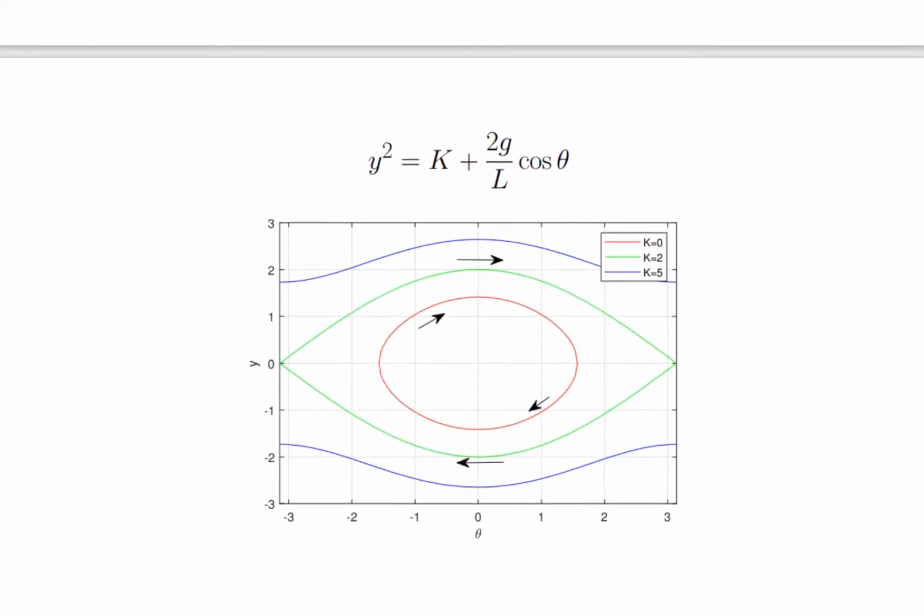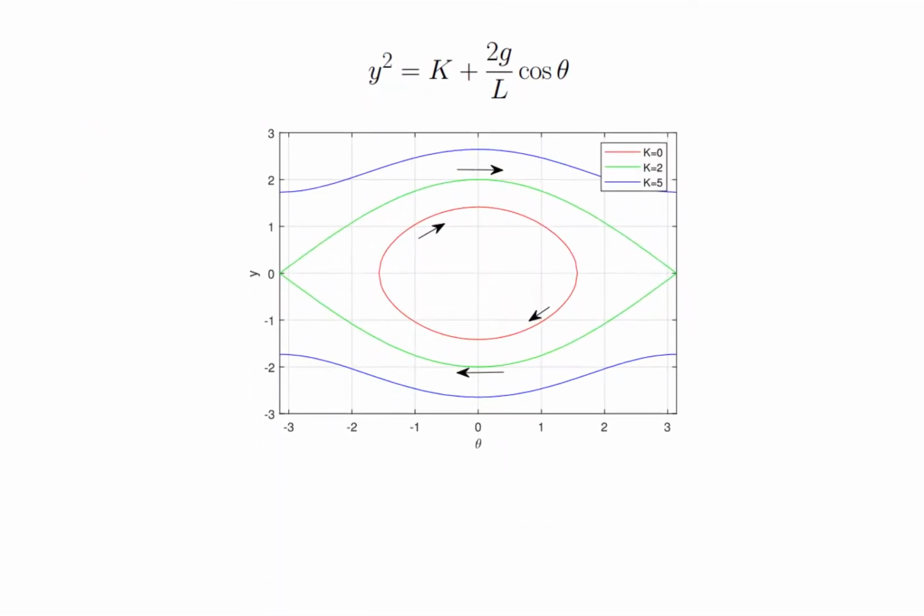So here we've used MATLAB to draw some level sets of this function for 3 different values of the energy. K equals 0, we get the red curve there. That's a closed oscillation. That just corresponds to the pendulum swinging back and forth and back and forth forever. It's a periodic orbit. The green one is when k equals 2. It's actually 2 different orbits there, because this is the point pi, 0. This is the vertical up position. This is also the vertical up position.